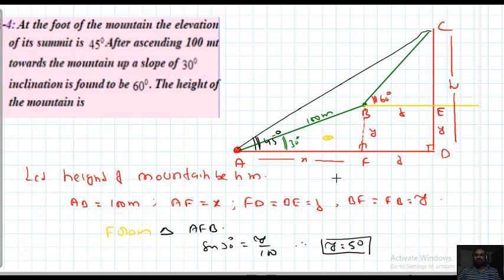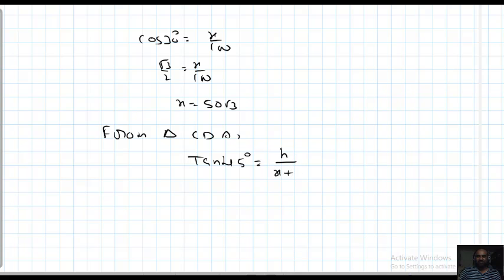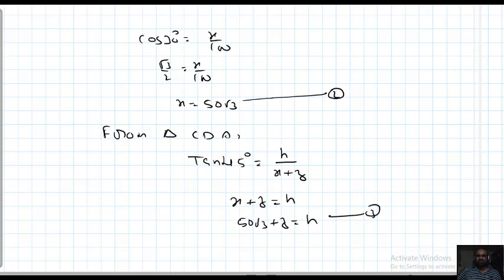Okay, yeah, next what should I take? Okay, the bigger triangle CDA. From triangle CDA, tan 45 degree equal to h by x plus z. Okay, x plus z. So x plus z equal to h. Now you got 50 root 3 plus z equal to h. This is 2, and this is 3. What you got previously, this is 1. So we got a relation between z and h. Another relation you want to find h.